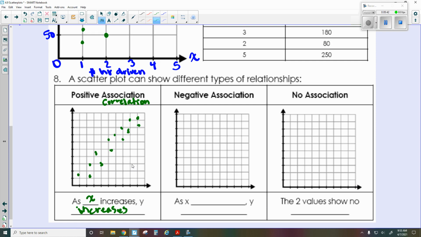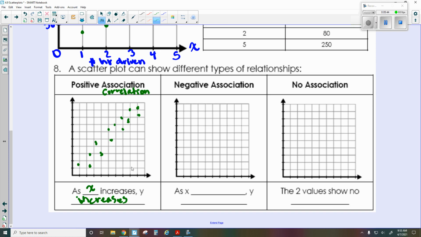All right, so a negative association, if you think of a negative slope, so your line is going down. So you'll have ordered pairs here, and you can see the trend there is just decreasing. Okay, so as your X value increases, your Y value is decreasing.